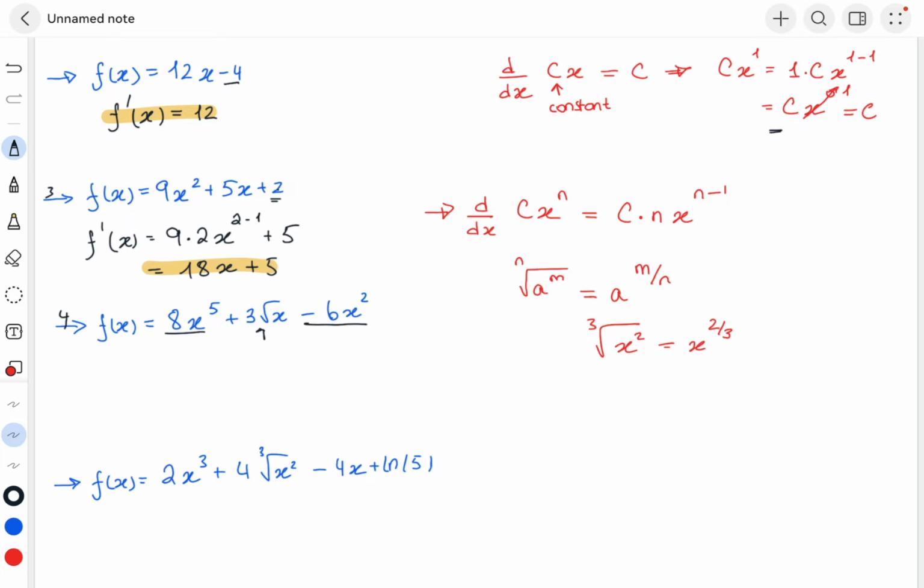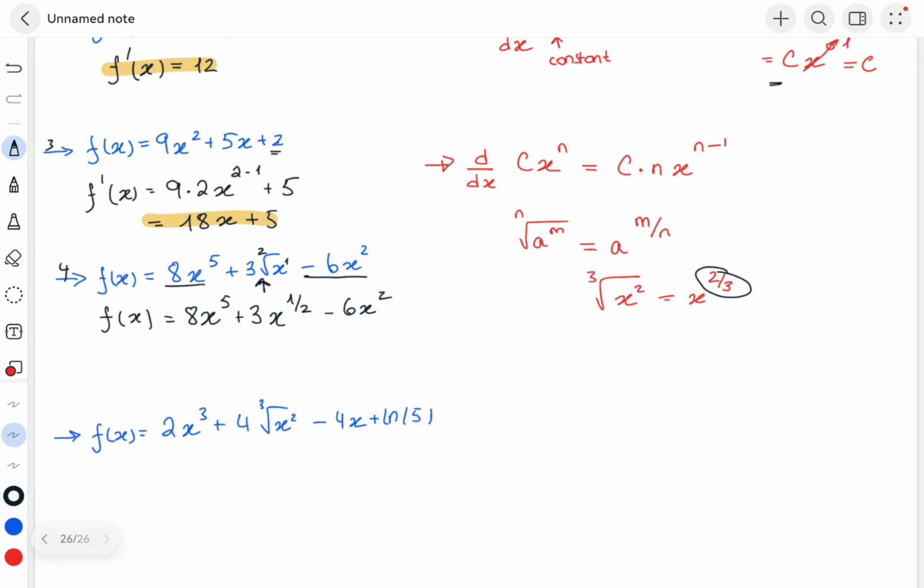So let's solve this one. Derivative of 8x to the 5 will be 8 times 5 x to the power 5 minus 1. So let's start by first fixing the radical here into a power like that one. So we'll have 8x to the 5 plus 3. The power of x inside is 1 and the radical is always 2. We'll have 3x to the power half minus 6x squared. And now we do the derivative using the power rule.